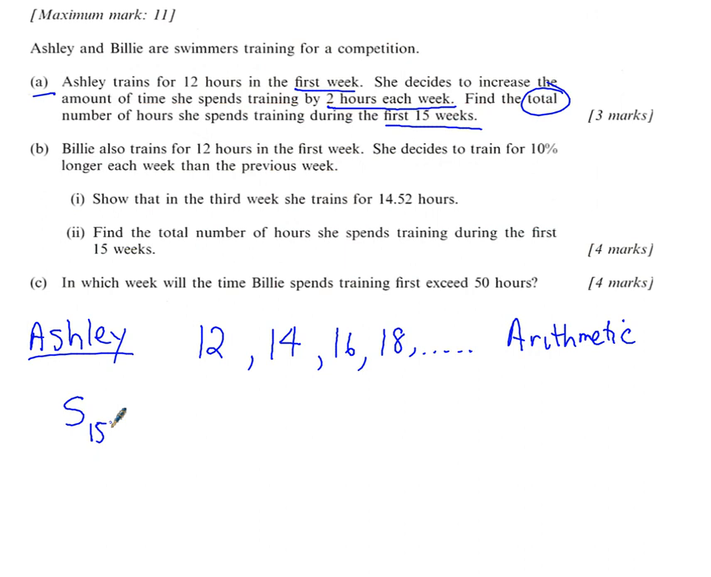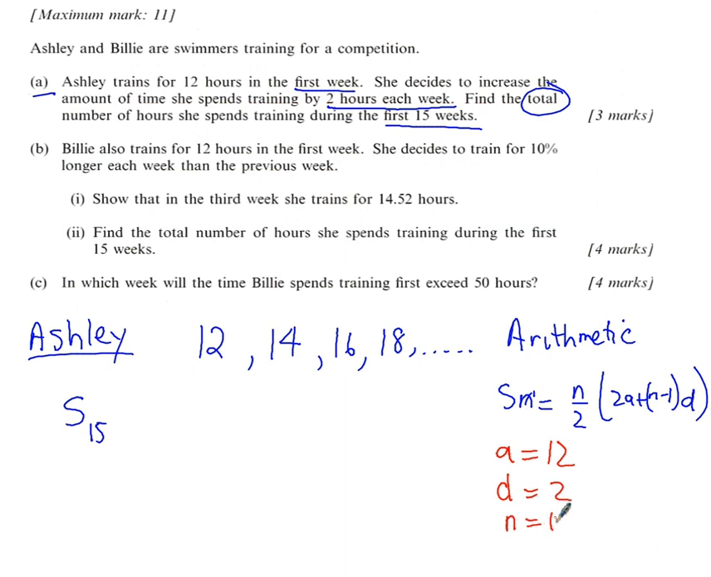For an arithmetic sequence, we know that Sn is equal to n over 2, 2a plus n minus 1 d. So we need n, a and d. Well, let's have a look here. What have we got? A for our sequence is 12. Our common difference is 2, and in this case, n is 15, since we want the total number of hours for the first 15 weeks. So let's put those in now.